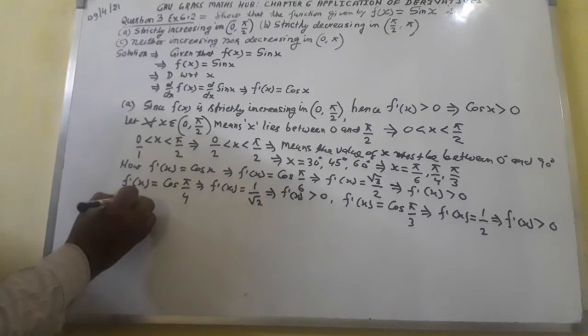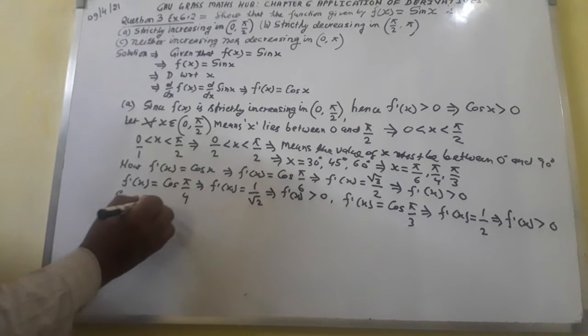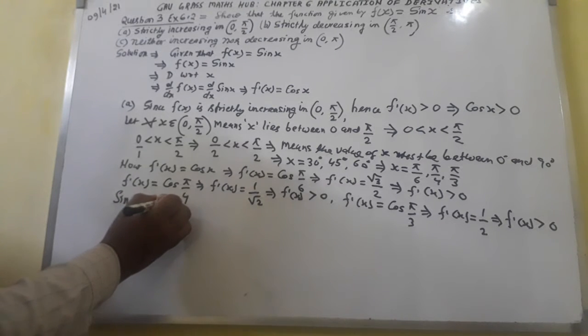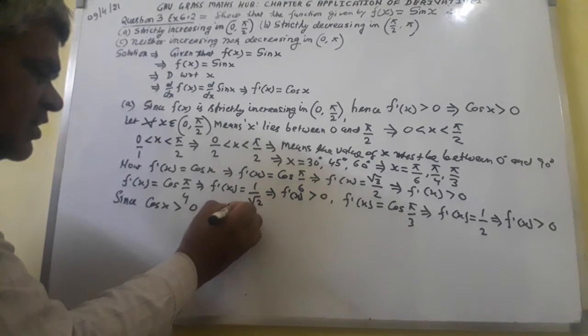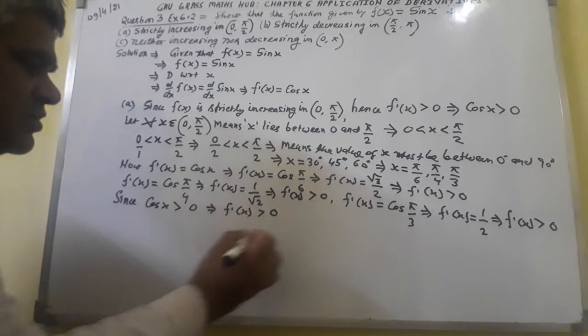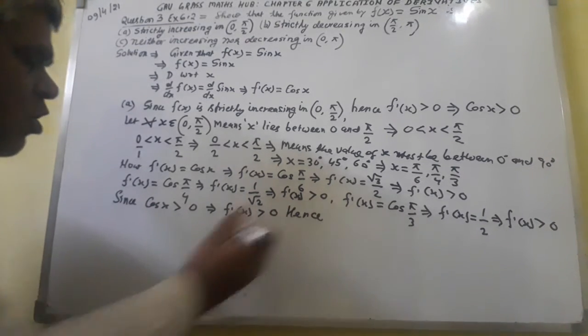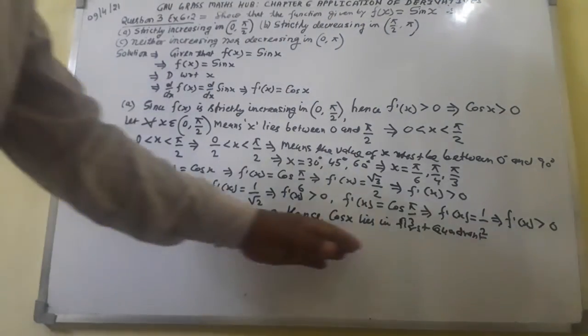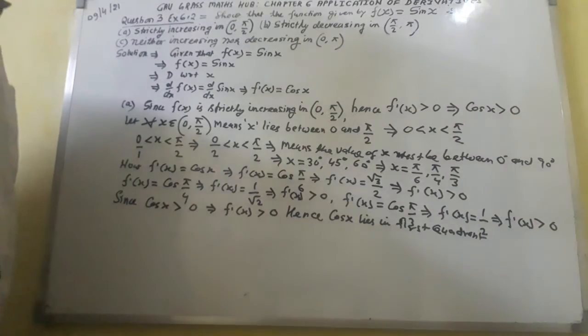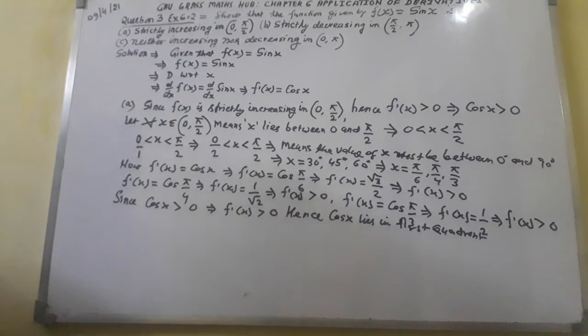Since cos x is greater than 0, it implies f dash x is greater than 0. Hence cos x lies in the first quadrant.